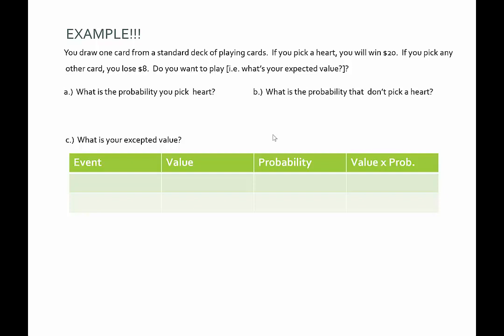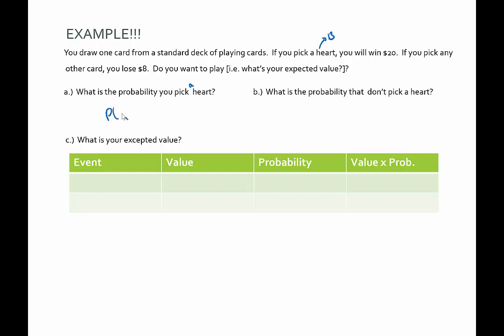So the probability that you pick a heart. If you know cards, there are 52 cards. The 52 cards are evenly distributed into 4 suits. And the 4 suits are hearts, clubs, spades, and diamonds, which means there are 13 hearts in a deck.